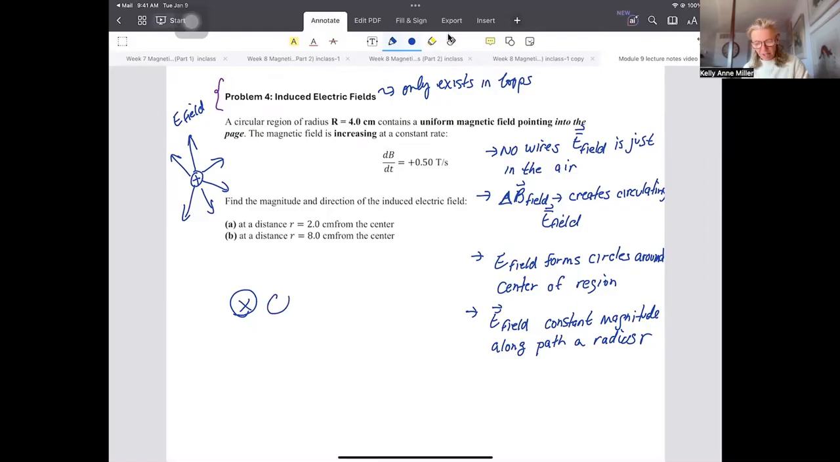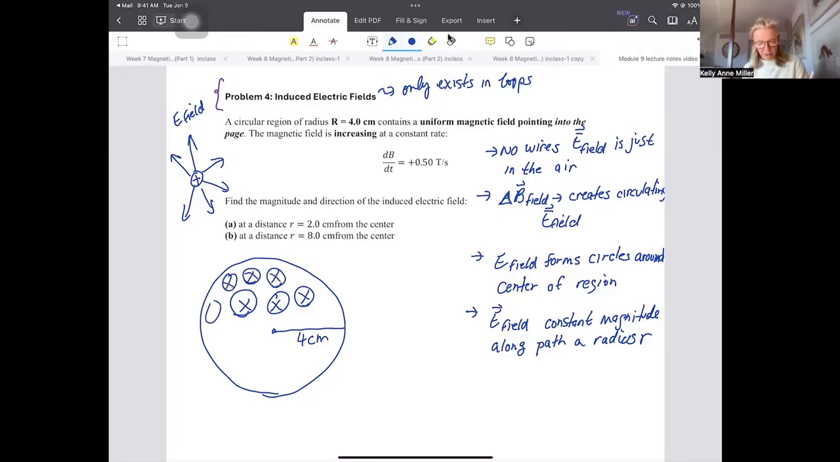So we've got this region in space. It's a circular region with a radius of 4 centimeters, and the magnetic field is pointing into the page. So everywhere inside this circle, the magnetic field is pointing into the page. I'm just drawing that.